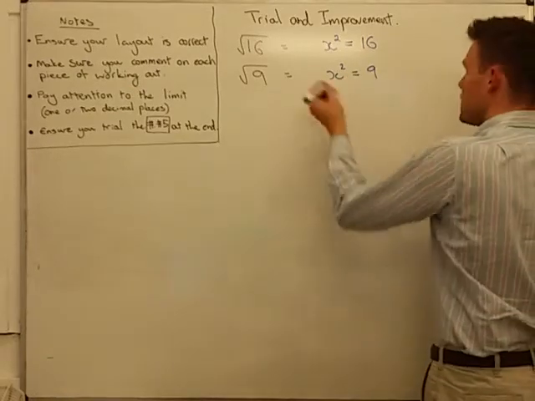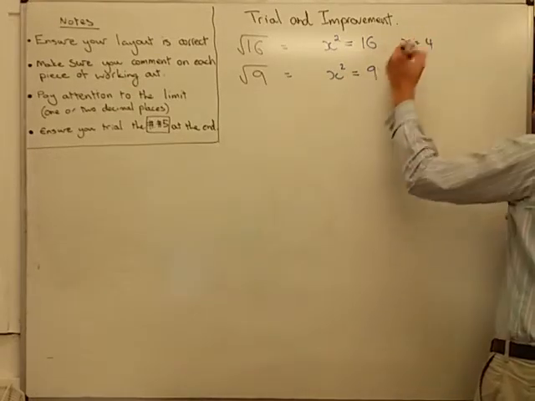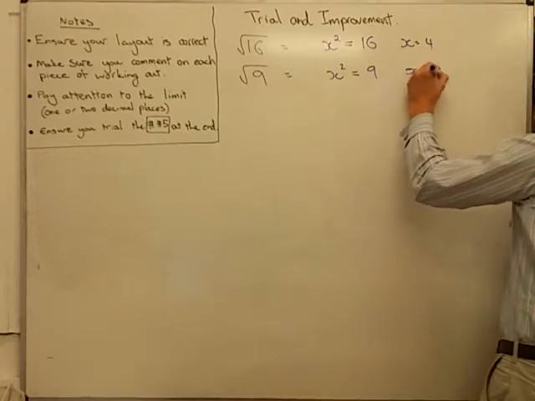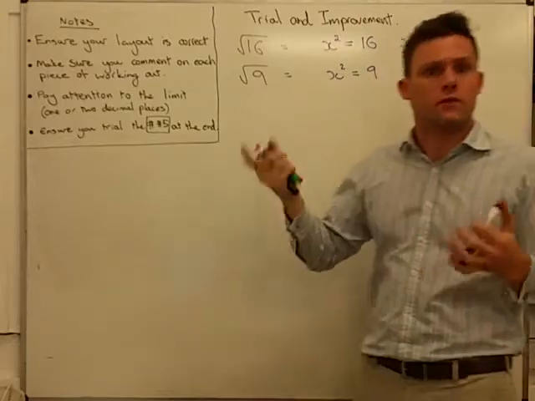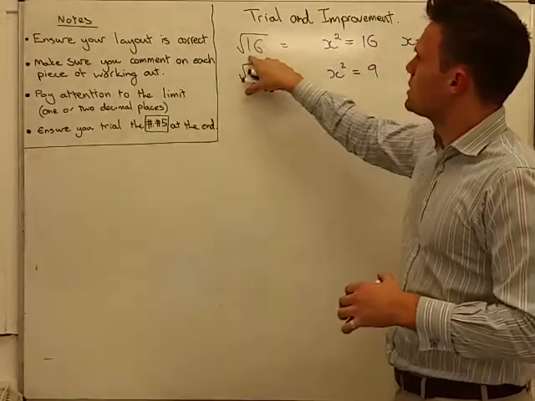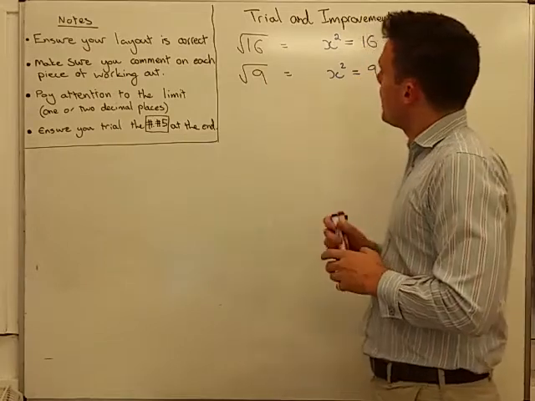Now these are pretty easy. In both of these I can say x is equal to 4, and in this one I can say x is equal to 3, assuming I only take the positive, because obviously I could say negative 4 times negative 4 is 16. But when we're dealing with that, we're assuming it's a positive root.